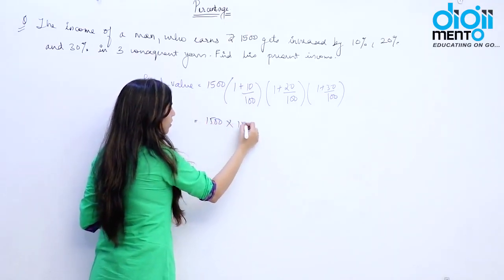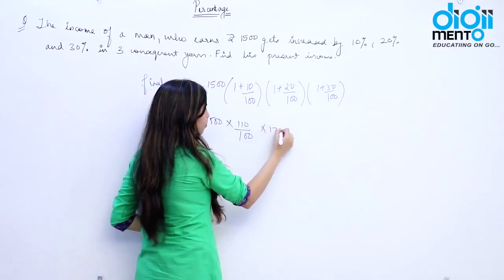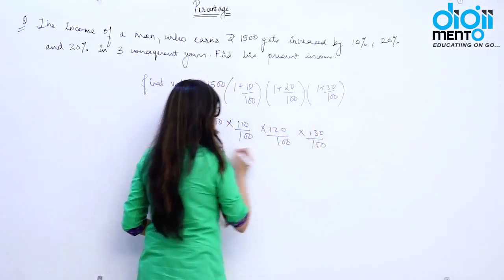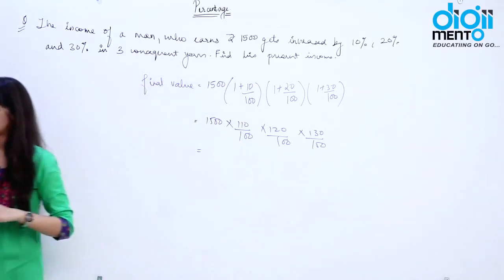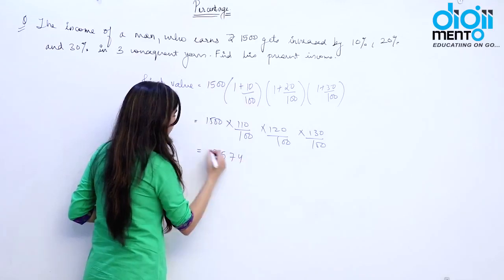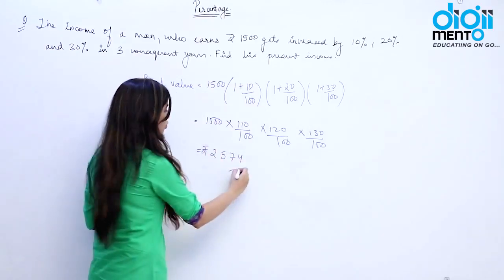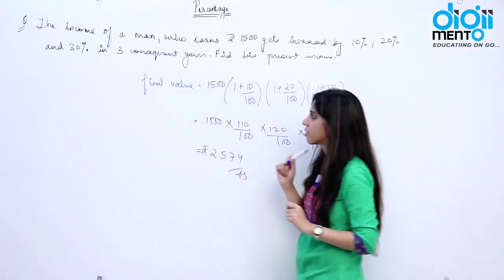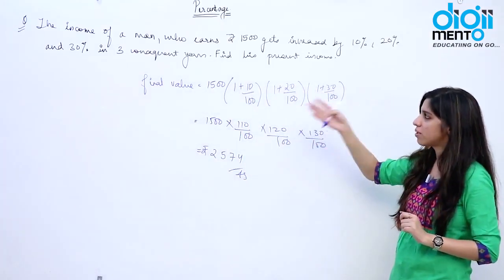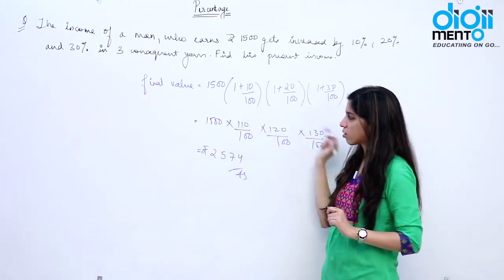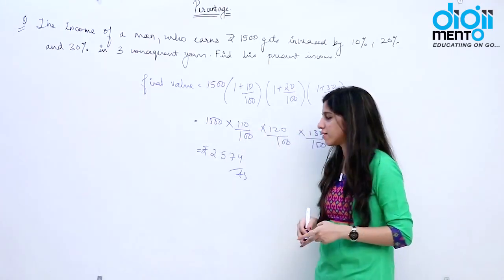So what do you get? 1500 into 110 by 100 into 120 by 100 into 130 by 100, right. So if you just perform this multiplication, what do you get? 2574, right. So this is going to be his present salary. They are not going to ask you such complicated calculations in the exam. For example, I have taken this question, right. They are not going to ask you such tough calculations. They are going to be very easy, right?